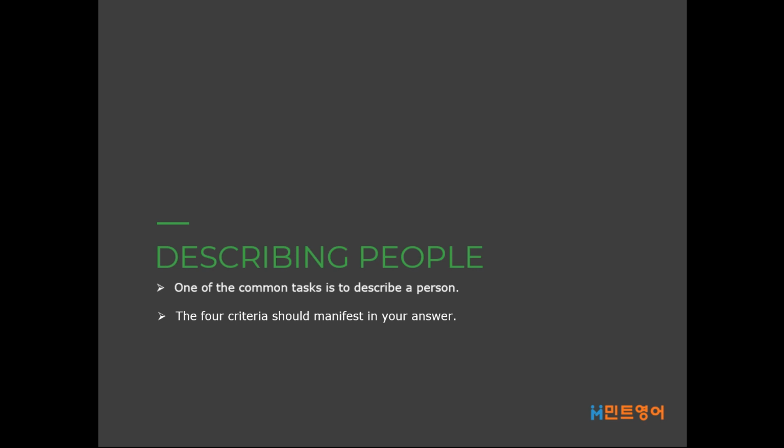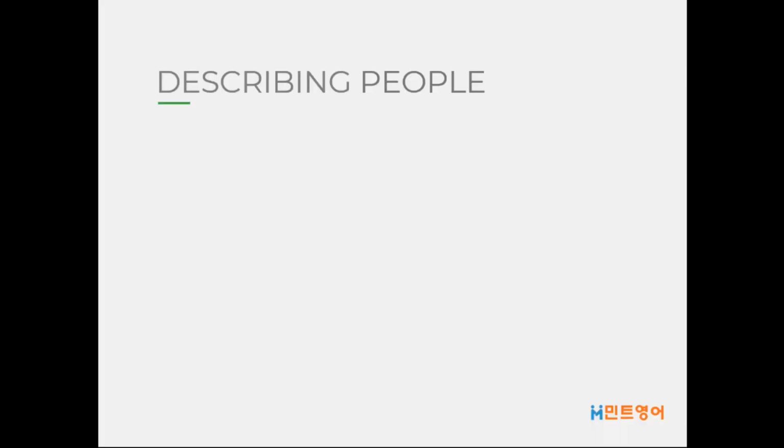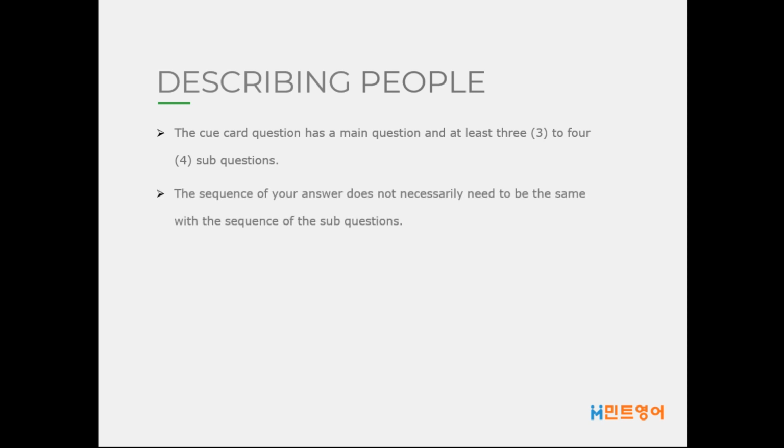As you know, the structure may change depending on the question. The cue card question has a main question and at least 3 to 4 sub-questions. In answering, the sequence of your answer does not necessarily need to be the same as the sequence of the sub-questions, but you are encouraged to answer them chronologically so that you and the examiner will not be confused with the organisation of your points.